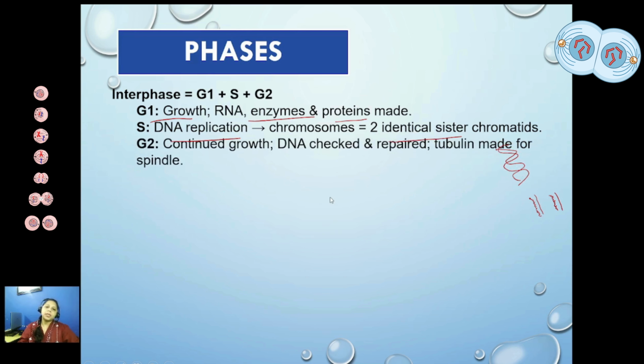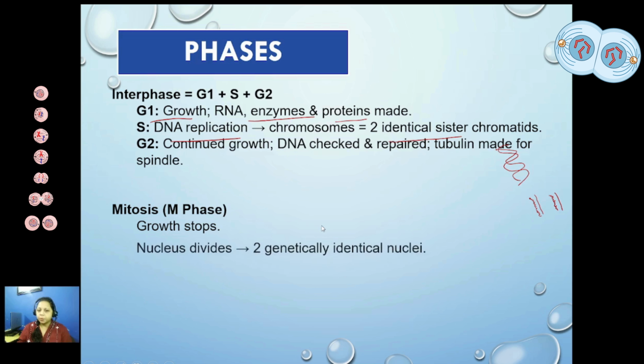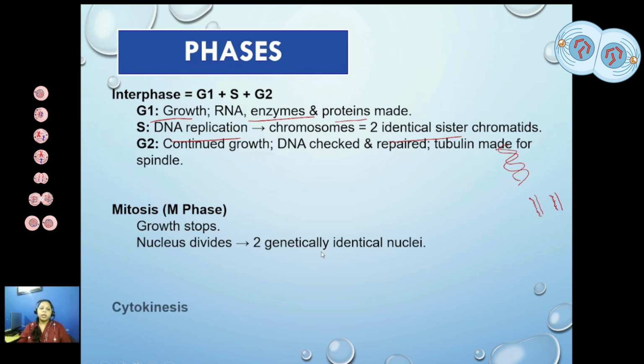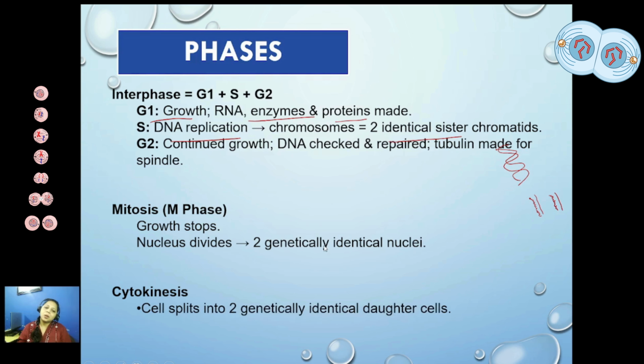In the G2 phase, the growth continues, the DNA is checked to see whether the number is the same, it is repaired, and tubulin is made for the spindle. So the spindle fiber is very important, and we are going to learn this in the mitotic phase. Okay, in the mitotic phase, the growth stops. Now the nucleus divides into two, and cytokinesis is the one in which the cell splits into two genetically identical daughter cells. There is a difference in the cytokinesis of animals and plants.